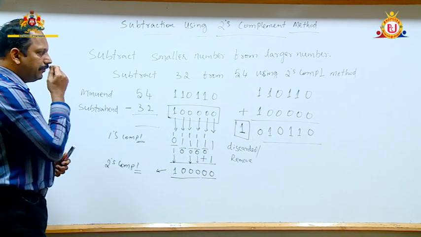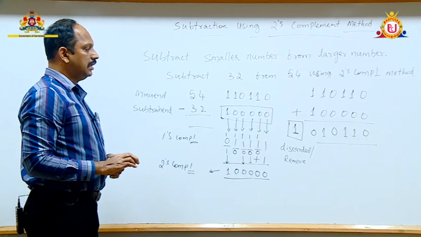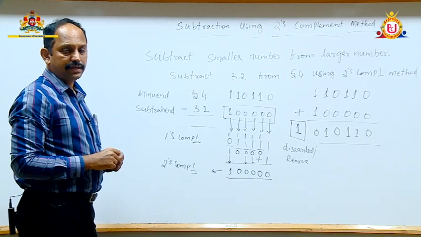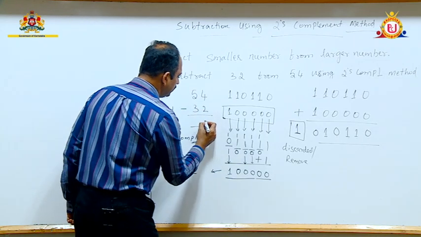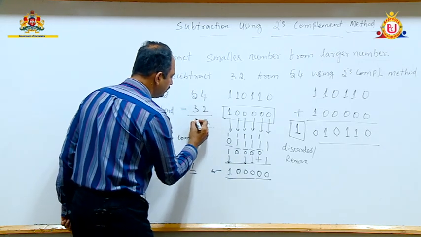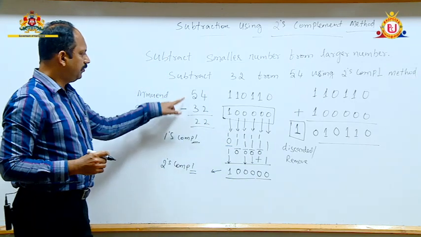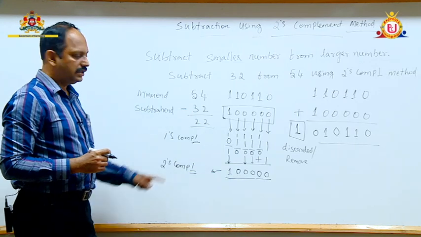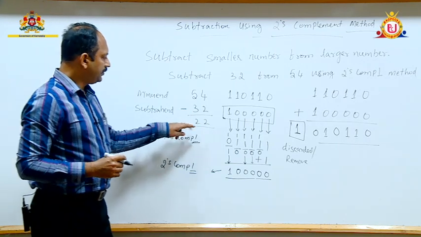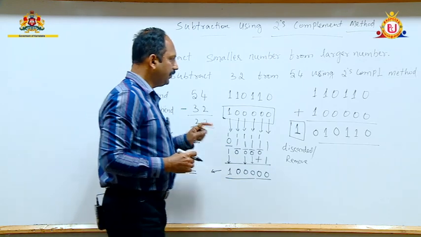So let us see whether this calculation is producing the correct result or not. What is 4 minus 2? 2. 5 minus 3 is 2. So 54 minus 32 is 22. Difference is 22. Let us find the binary equivalent of this 22.